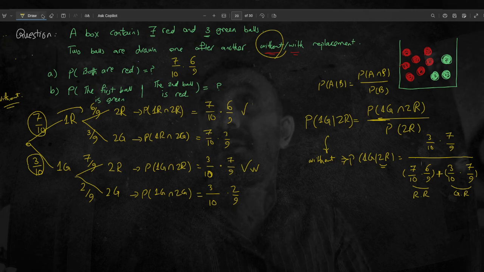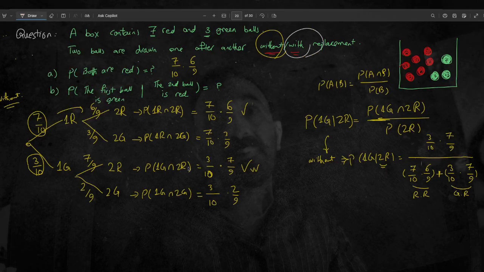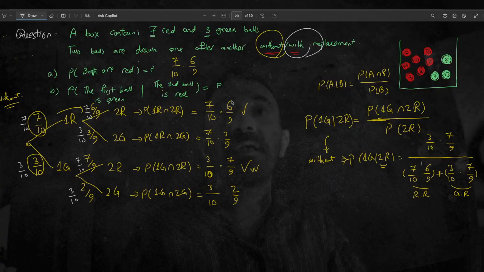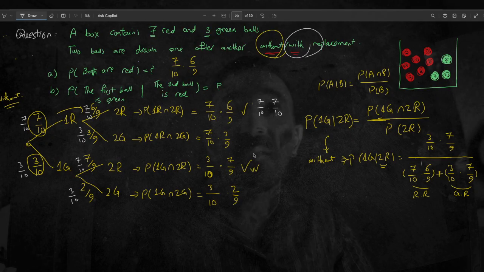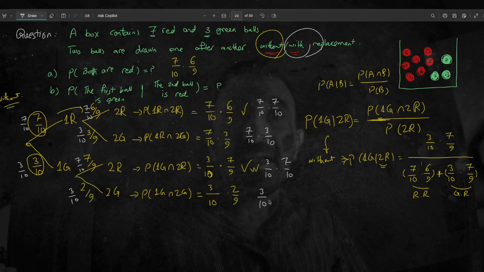Now I'm going to change the color. I'm going to choose color white, and I'm going to do this question with replacement. Okay, with replacement is much easier because the probabilities are going to be always the same. The probability of red is going to be always 7 over 10, and the probability of green is going to be 3 over 10 always. Okay, so here it's going to be 7 over 10 times 7 over 10, and here 7 over 10 times 3 over 10, 3 over 10 times 7 over 10, and 3 over 10 times 3 over 10.